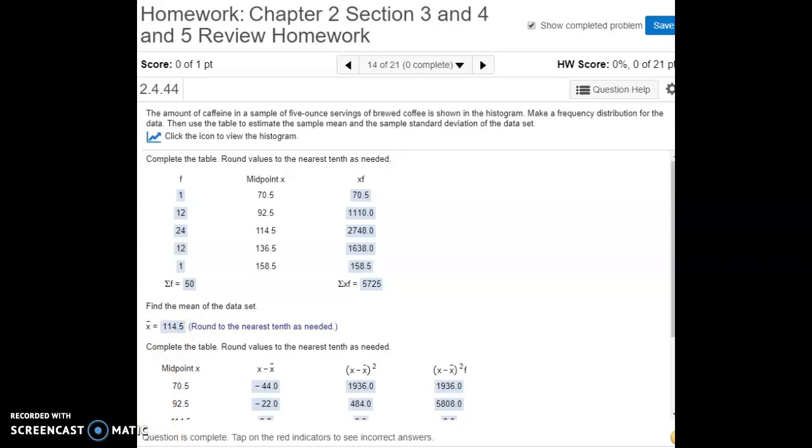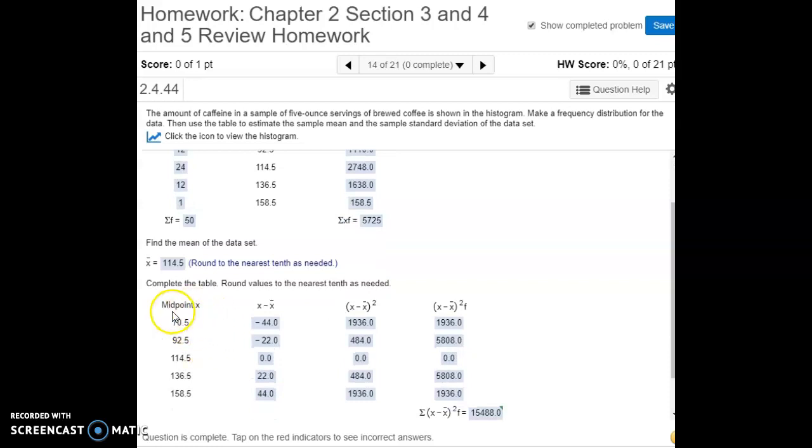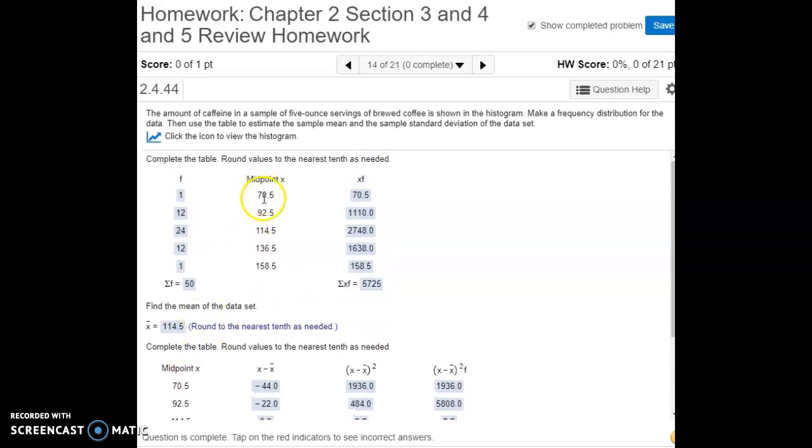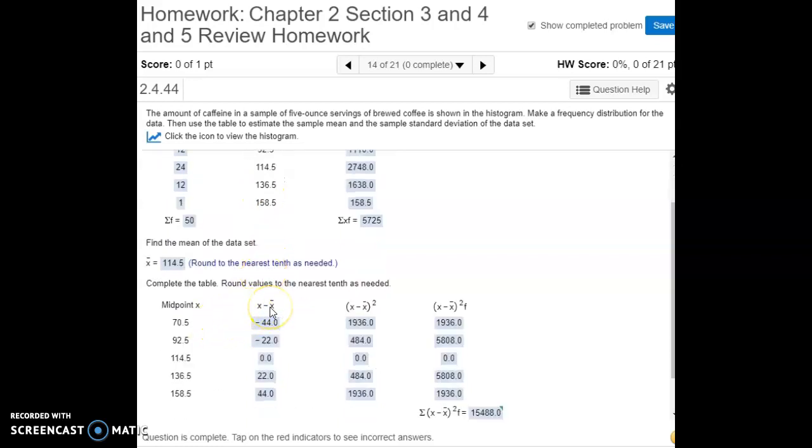And now we're going to work out the sample standard deviation by hand. We want to take our midpoint here for each of our different classes and see how far away it is from the mean. So take each of these different midpoints. First one's 70.5, and you subtract the mean from that. So 70.5 minus 114.5, and you get your result. 92.5 minus 114.5, and you get your result. For each of them, subtract the mean.